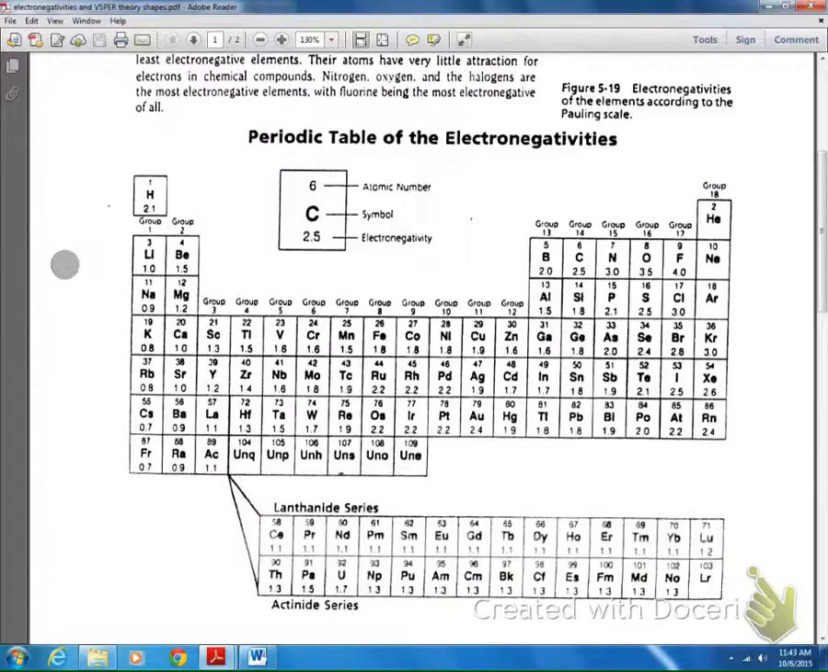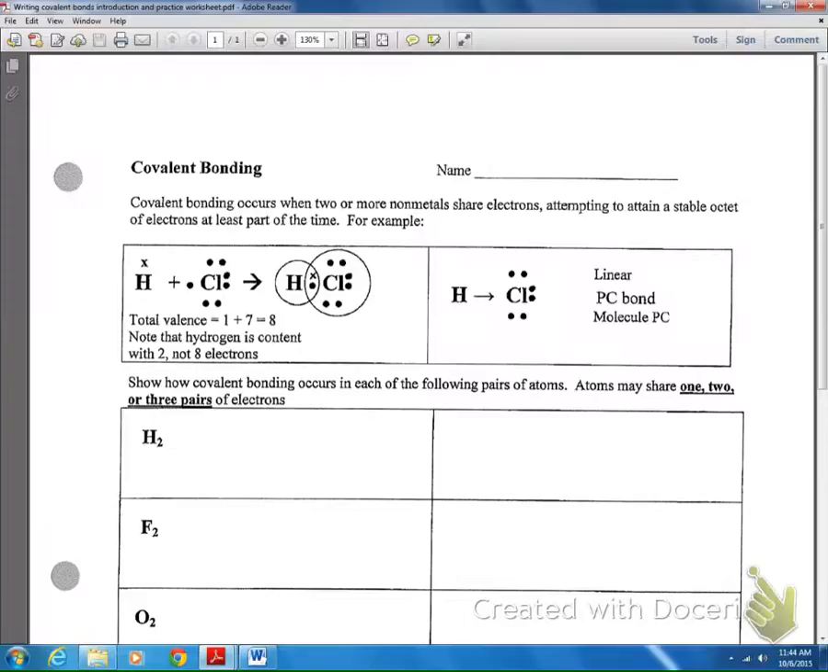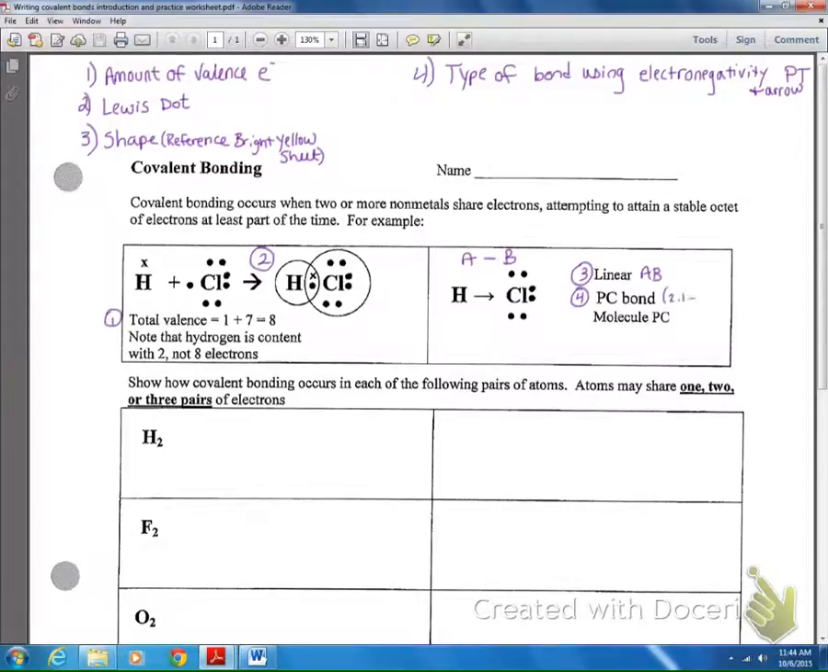So now what we're going to do is find hydrogen on our periodic table, so that's 2.1, and then chlorine on our periodic table, and that's 3.0. And we are going to subtract those, and that will give us the bond type. So if we go 2.1 minus 3.5, we would get 1.4. And we know from our notes that anything from 0.3 to 1.9 is a polar covalent bond. So that polar covalent bond tells us that those electrons are shared unequally.